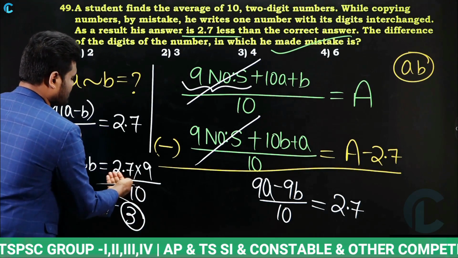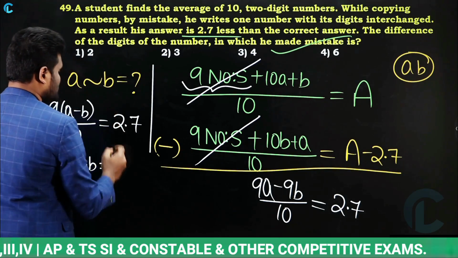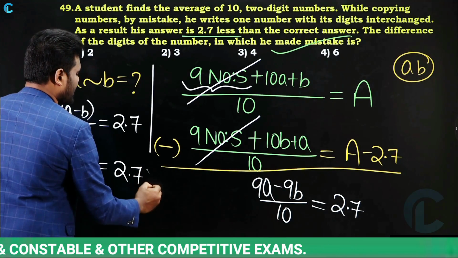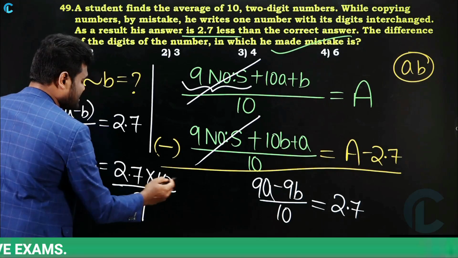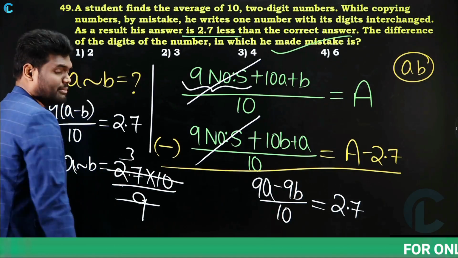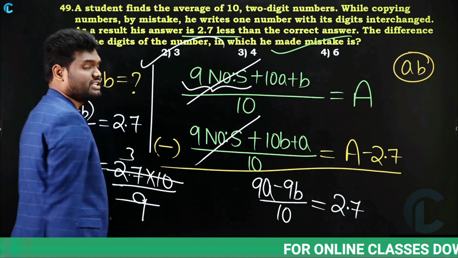Sorry, I have made a mistake here. This is going to be 2.7 into 10 divided by 9. 2.7 into 10 is 27. 27 divided by 9 is nothing but 3. So we can say that the answer for this question is 3.